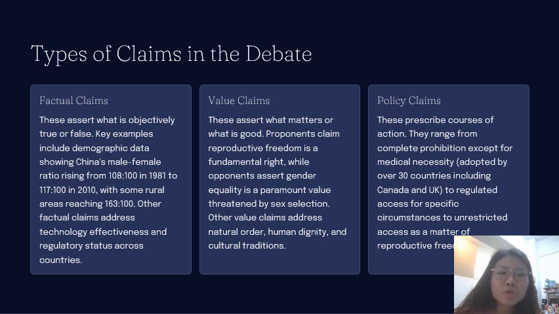Let's analyze the three types of claims made in this debate. Factual claims assert what is objectively true or false. Key examples include demographic data showing China's male-female ratio rising from 108 in 1981 to 117.6 in 2010, with some rural areas reaching as high as 163. Other factual claims address technology effectiveness and regulatory status across countries.